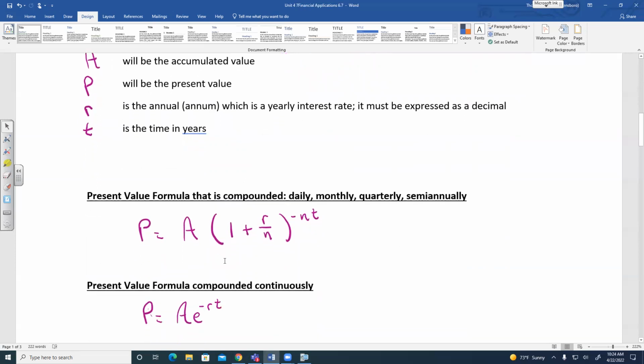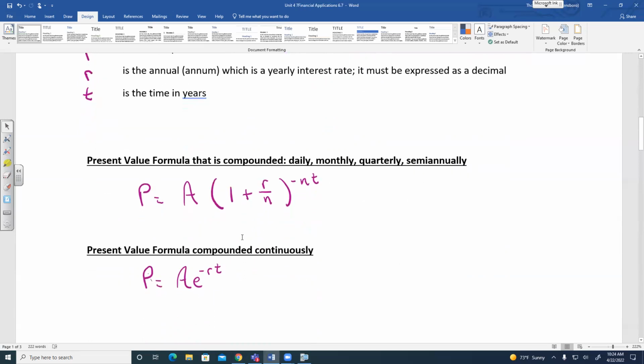So like I said, there's another formula that we may come across, the present value formula. Sometimes we'll be asked to find the present value. So you'll be looking at the future value, and you'll multiply that times 1 plus R over N to the negative NT. There's also this present value formula compounded continuously.